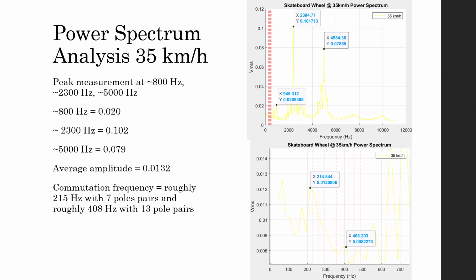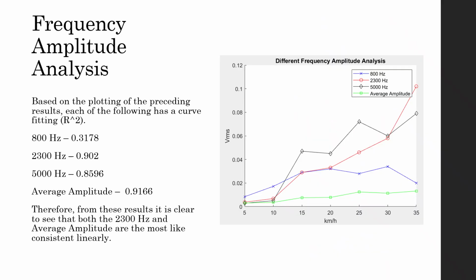We can see that the amplitude increased with speed each time, as seen by the data results below. And also it seems that the common pair groupings are 8 pole pairs as well as 12 pole pairs.